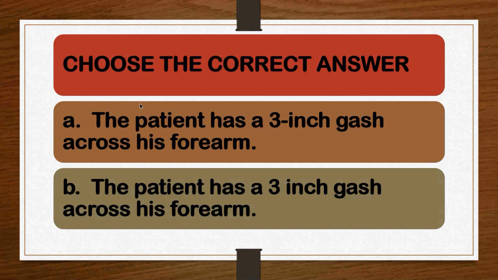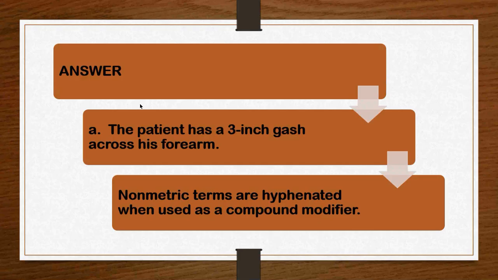How about this one? The patient had a 3-inch gash across his forearm. Correct or incorrect with the hyphen? Okay, I'm seeing some mixed ones here. Think about it. Is this a metric term or a non-metric term? And the answer is A. It's a non-metric term, and it's hyphenated when used as a compound modifier. If this was 3 centimeters, it was 1.